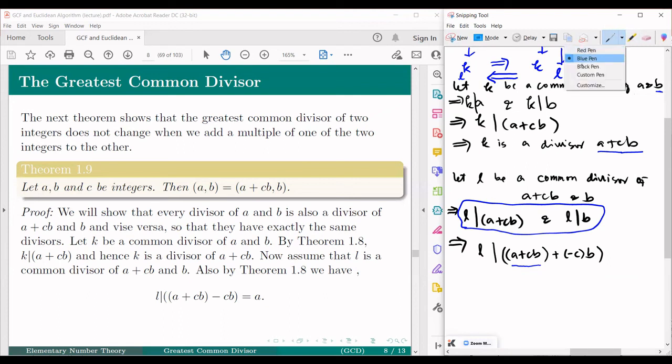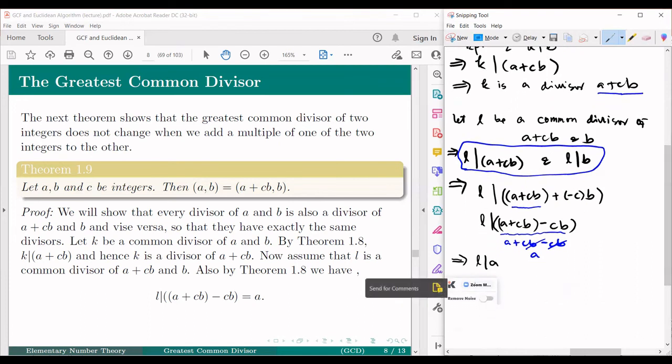So we can write it as L divides A plus CB minus CB. And we know that this is A plus CB minus CB, so this is 0. What is left is A. Hence, this means that L divides A. Follow?